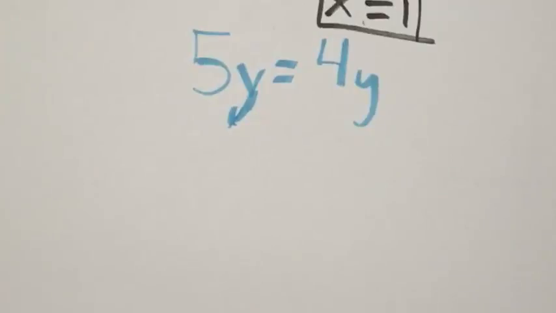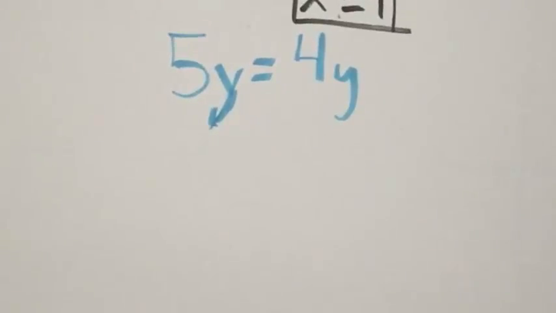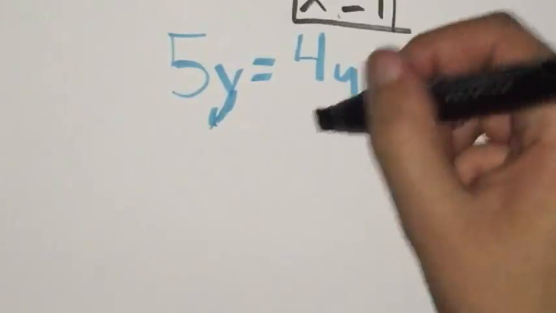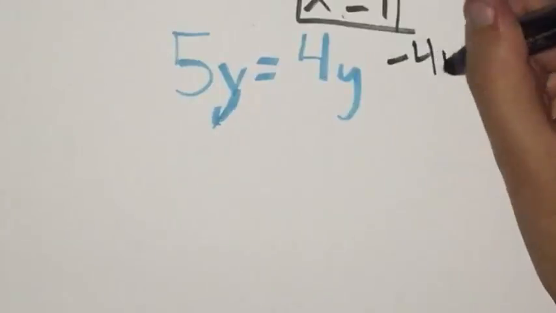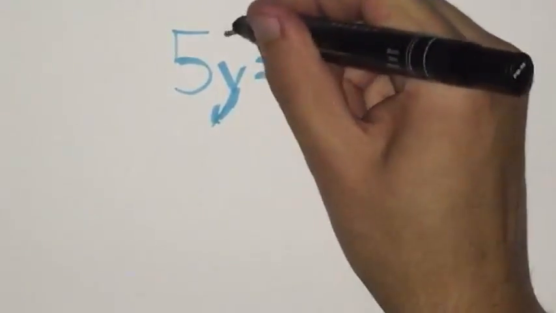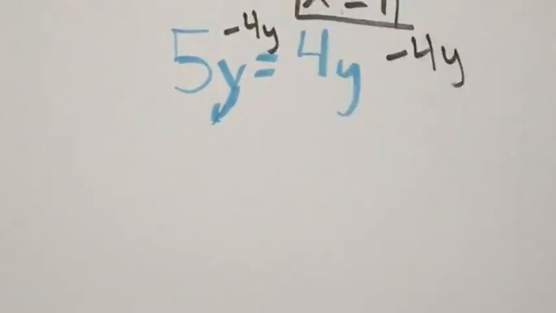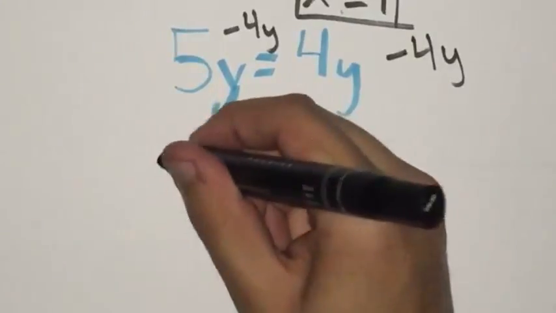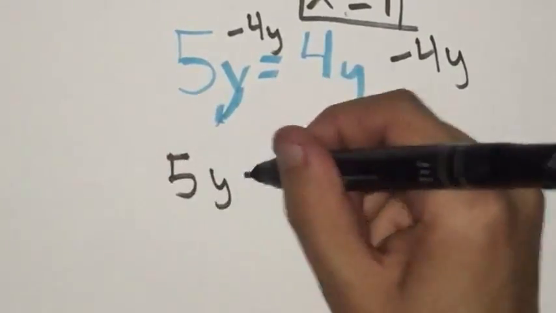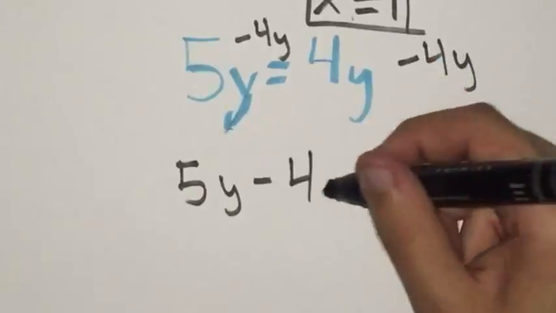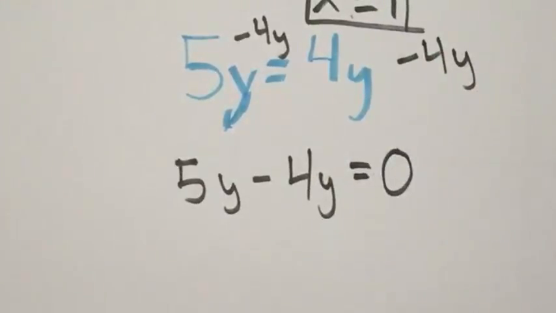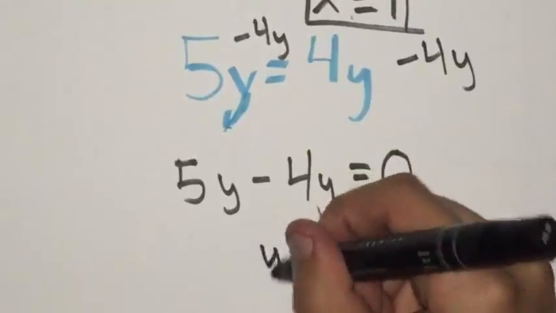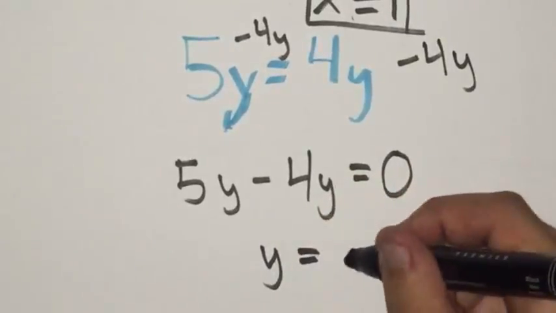Here in this bottom equation, we have a similar situation. However, this time, the y's are on different sides. Yet the same effect can be acquired simply by subtracting both sides by 4y. Now that we have 5y minus 4y on one side, this just means that we need to combine like terms. On the other side we have 0, because there was nothing left on that side. In the end, y equals 0.